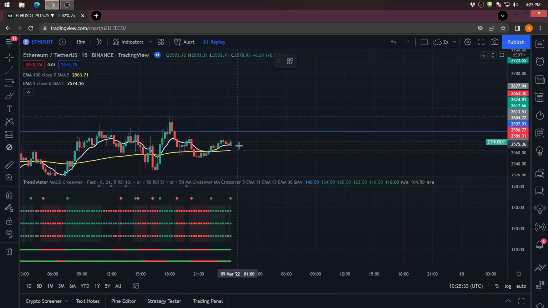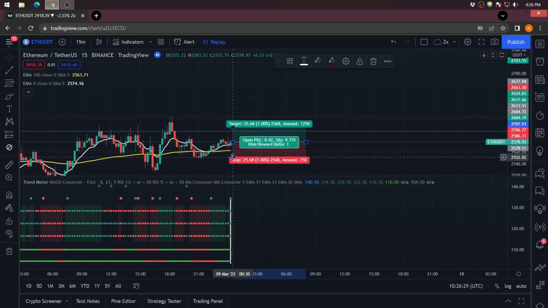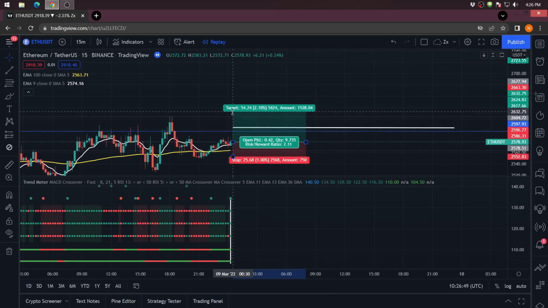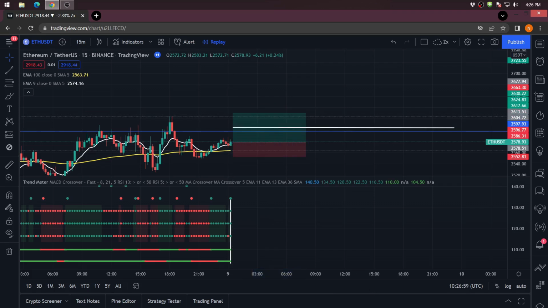In this chart the price is above the 109 EMA and also all the green dots match with all the green lines, that means it's a buy signal. So our entry point will be here and the stop loss will be the last swing low, and the first profit target will be 1 times the stop loss and the second profit target will be 2 times the stop loss.